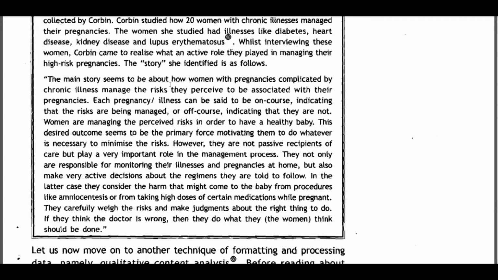The main story seems to be about how women with pregnancies complicated by chronic illness manage the risk they perceive to be associated with their pregnancies. Each pregnancy or illness can be said to be on course, indicating that the risks are being managed, or off course, indicating that they are not. Women are managing the perceived risk in order to have a healthy baby. This desired outcome seems to be the primary force motivating them to do whatever is necessary to minimize the risk. However, they are not passive recipients of care but play a very important role in the management process. They not only are responsible for monitoring their illness and pregnancies at home, but also make very active decisions about the regimens they are told to follow.